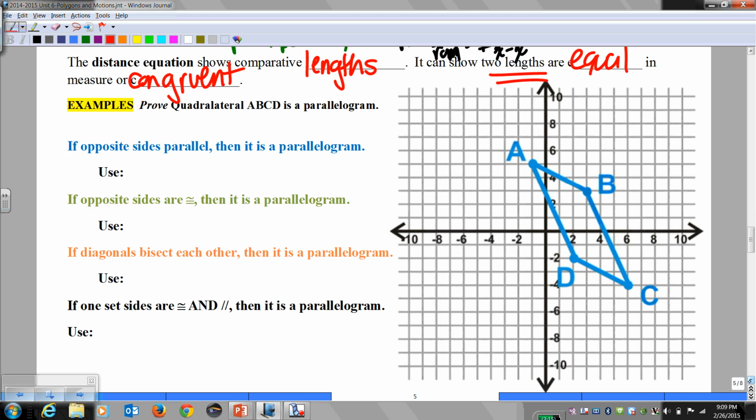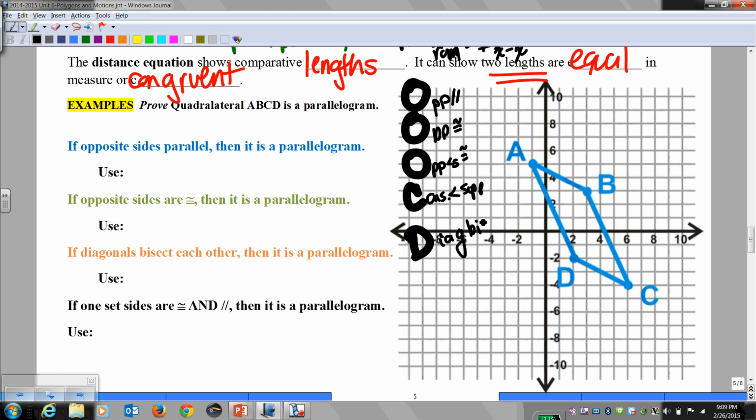If we want to prove that ABCD is a parallelogram, you ask yourself, what do you know about parallelograms? And you should instantly be thinking, OCD. And remember, the first one is opposite sides parallel, opposite sides congruent, opposite angles congruent, consecutive angles supplementary, and the last one was diagonals bisect. There's 5 ways. Let's take a look and see how midpoint, slope, and distance can do something.